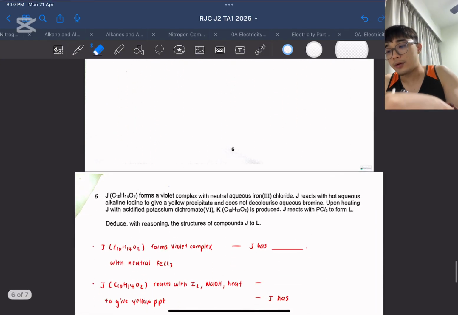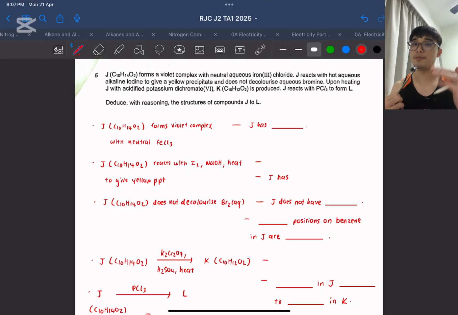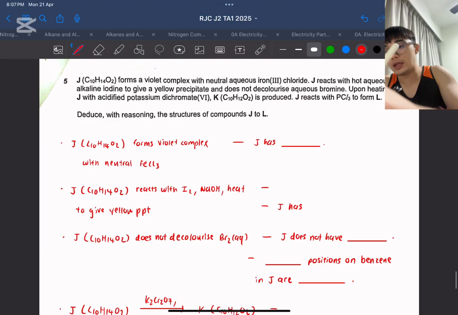Question 5 is an elucidation. As I said, that's why this paper is difficult. It's not really because of the individual questions themselves, apart from question 1. It's because of the time management. Anyways, let's run through every one of these deductions here.